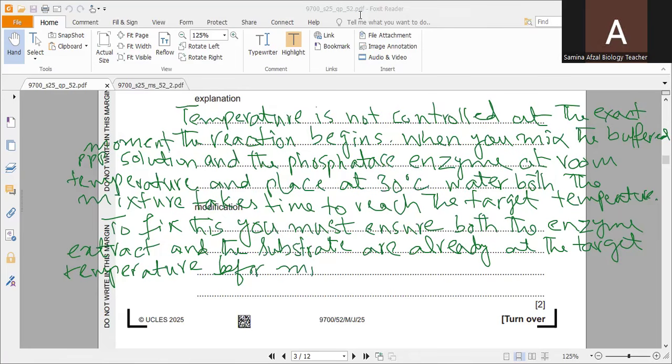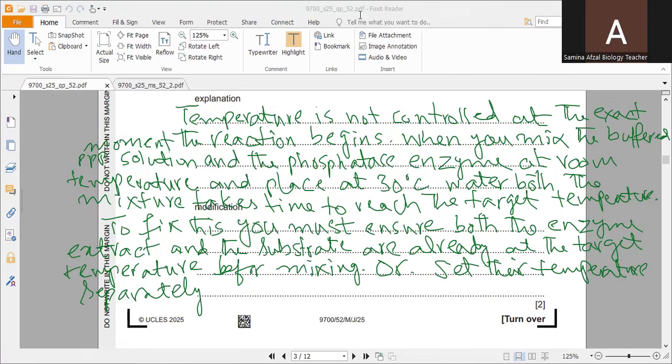Before mixing, set their temperatures separately at 30 degrees centigrade before mixing to avoid error.